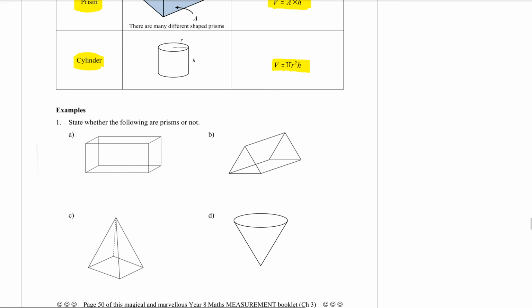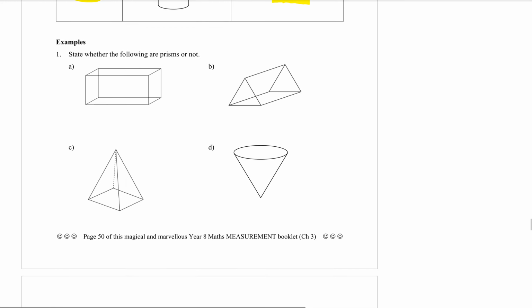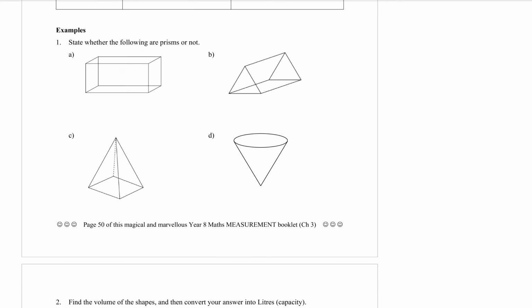Okay, so examples. State whether the following are prisms or not. Something is a prism if it has the same size shape at each end and the area is consistent the whole way through the shape. So if you were to slice it up, you would have the same size face the whole way through the shape. This first one here has a rectangle on either end and it's the same the whole way through the shape. So yes, that one is a prism.